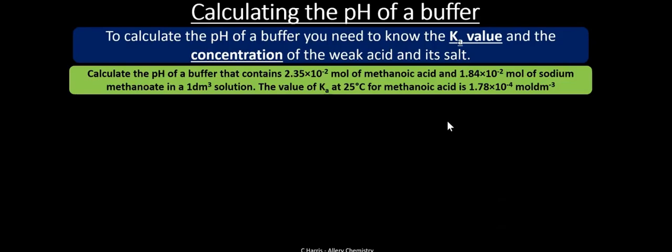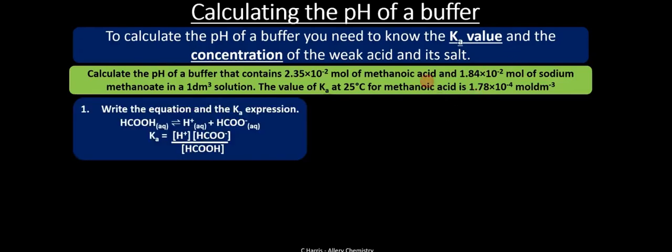For example, calculate the pH of a buffer that contains 2.35 times 10 to the power minus 2 moles of methanoic acid. So the moles of the methanoic acid are given here. 1.84 times 10 to the power negative 2 moles of the sodium methanoate, which is the salt of the acid, in a 1 cubic decimeter solution. The value of Ka here at 25 degrees Celsius for methanoic acid, so this is the acid dissociation constant, is 1.78 times 10 to the power negative 4 moles per cubic decimeter.